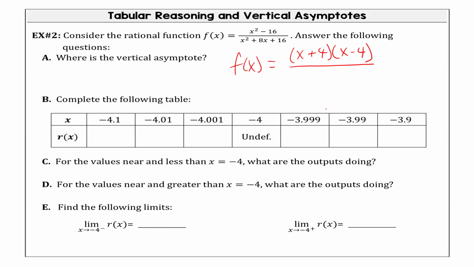So you can see. And in the denominator, what do I have? An x plus 4, x plus 4. Okay. So where is my vertical asymptote? Well, I'm still left with x plus 4. So therefore, my vertical asymptote is that x equals -4.